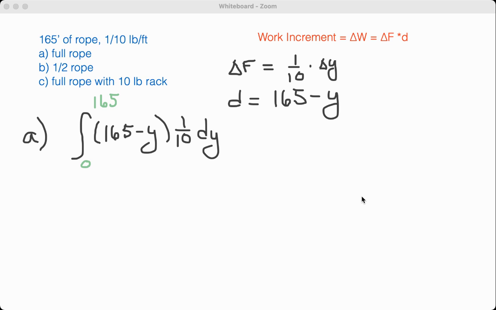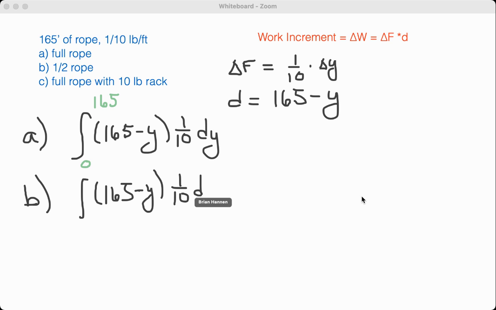That brings us to part B. Does it make a difference if we only coil up half the rope? Well, sure, it does. And most of you would guess correctly that the force really hasn't changed that much. The distance it traveled hasn't changed that much, right? Except for these interesting little facts. That's supposed to say 82.5 up top. It doesn't really look like it.